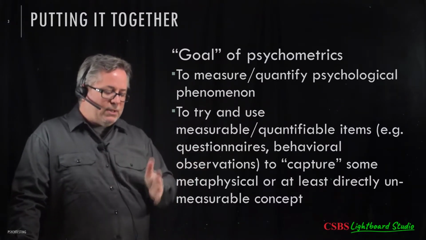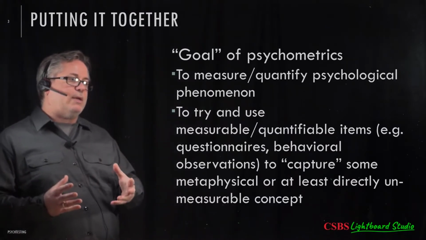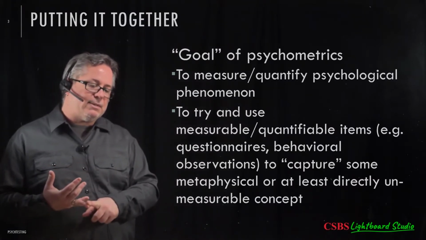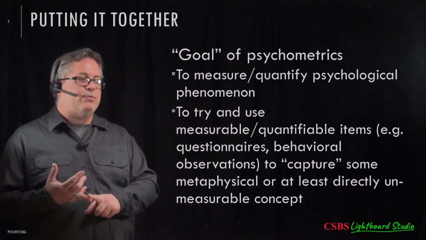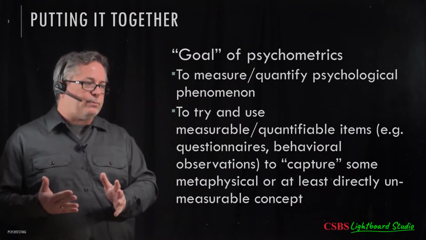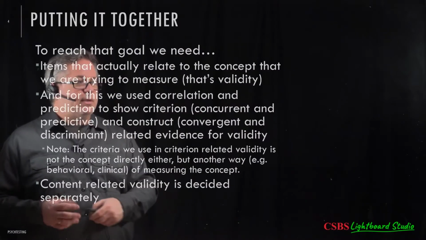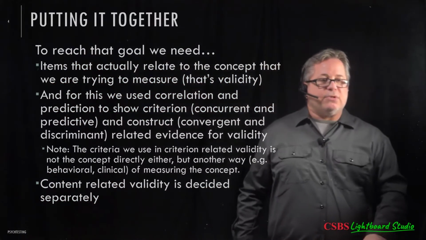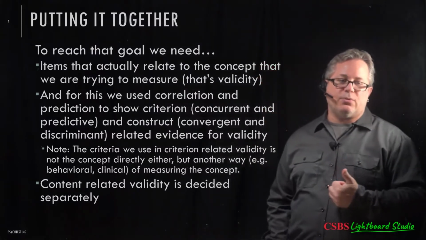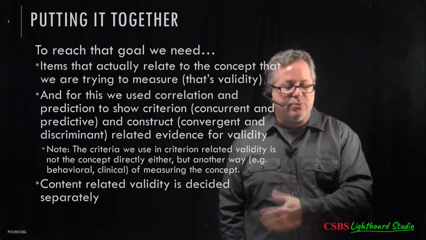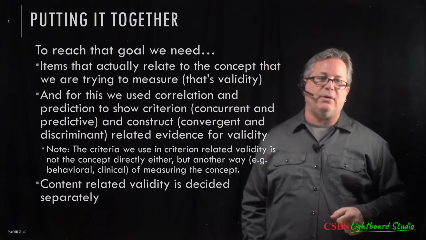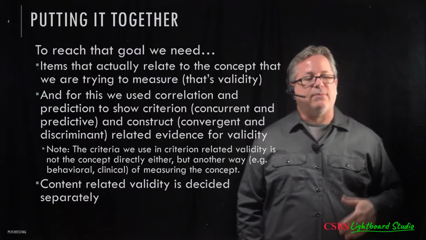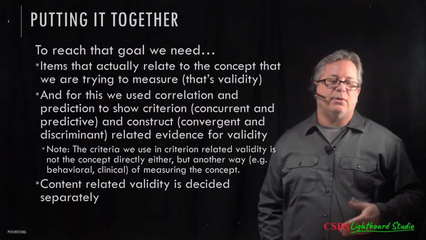So the whole point of psychometrics is trying to figure out a way to measure not only things we can't see, but things that are fairly complex and reflect a lot of different behavioral and cognitive indicators. Great. That was a long way of saying we've got a tough job. We're trying to operationalize things that are rather complex. So to reach this goal, as we talked about with classical test theory, we need items that actually relate to the concept we're trying to measure, right? We call that validity. They relate to the thing that we're trying to measure.